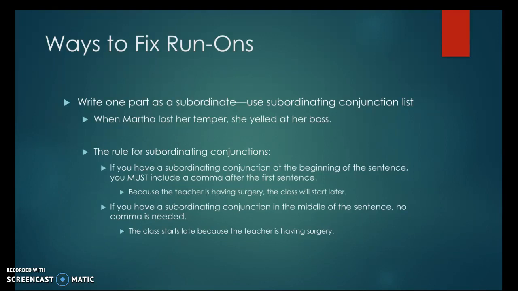The other way to use a subordinating conjunction is to use that conjunction in the middle of a sentence. And if you use it in the middle of a sentence, you don't need a comma. "The class starts late because the teacher is having surgery." And this is a type of sentence that you're used to writing. You don't normally put a comma in the middle of a sentence with the word because, so don't start doing that. Most of the time the error comes when you're using it at the beginning of a sentence. So just know that when you use a subordinating conjunction at the beginning of a sentence, you must include a comma.